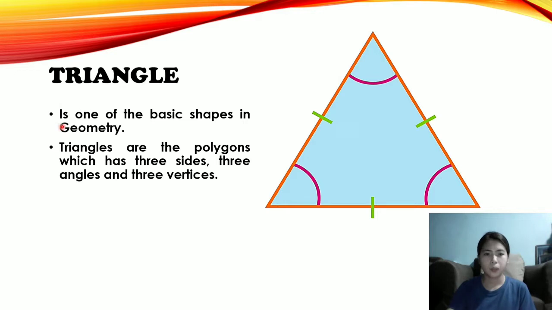So let's define first what is a triangle. A triangle is one of the basic shapes in geometry. Triangles are polygons which have three sides, three angles, and three vertices. Based on the illustration, we have here a triangle. It has three vertices, and these are the vertices of a triangle, or what we call the vertex. It also has three sides and three angles. So this is what we call a triangle.